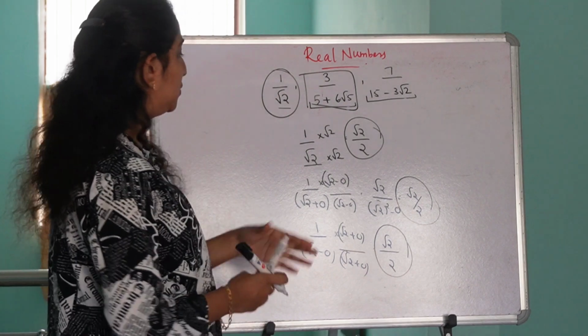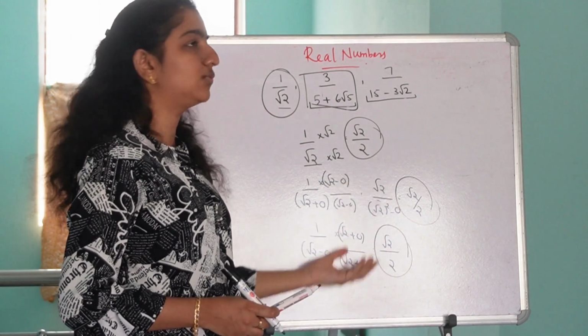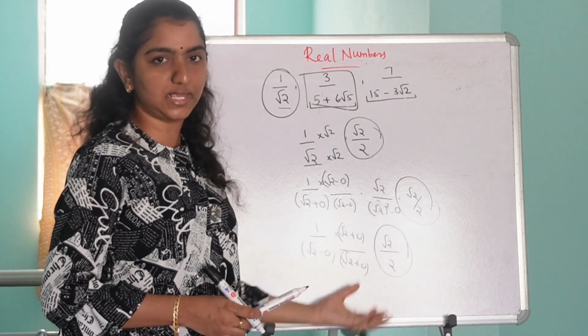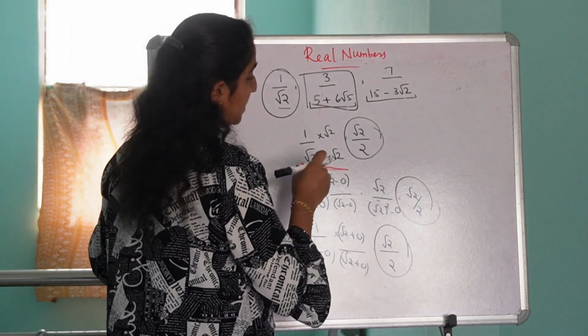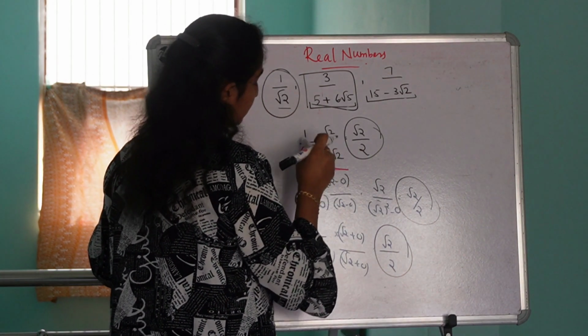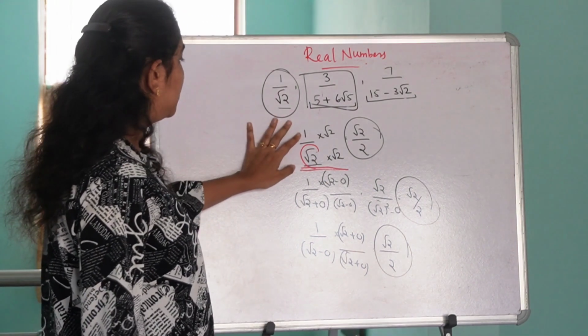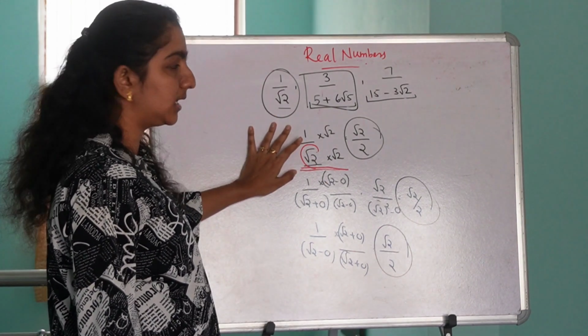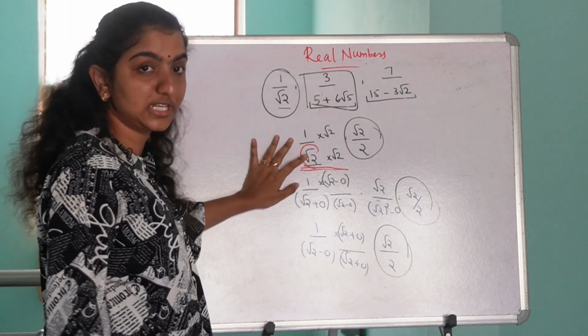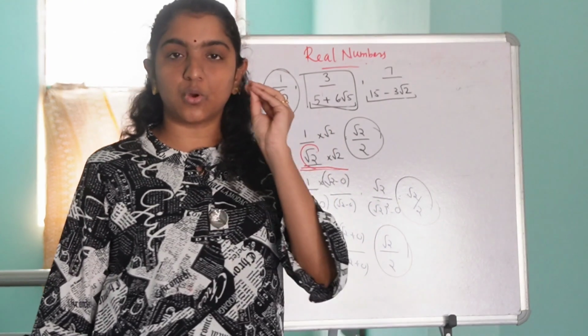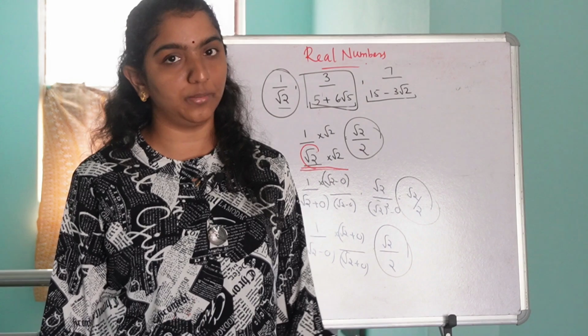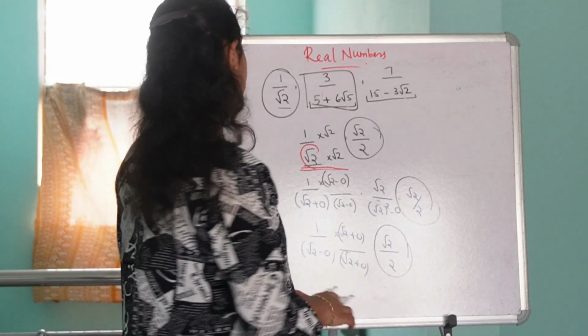Either you can do it like this, but there is no need for all these complex calculations. You can simply multiply both the numerator and denominator of the given real number by the irrational number given in the denominator when there is only one term in the denominator. Is it clear, guys?